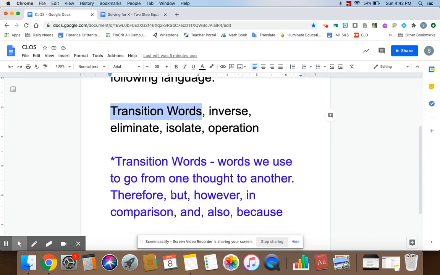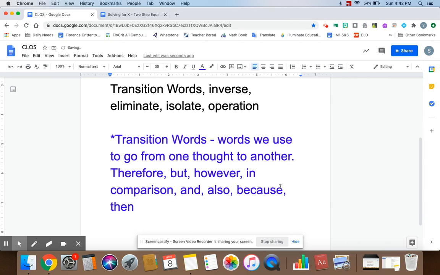Then itself is a transition word. But transition words in general are words that we use to go from one thought to another. Like you might be saying something and then be like, blah, blah, blah, therefore, and you would summarize your thoughts. Or let's say you have a thought, but you want to contradict it. Like, I like hot weather, but not when it's windy. So you use it to contradict. Same thing with however. I like hot weather, however, not when it's windy.